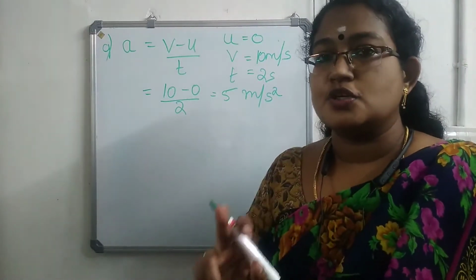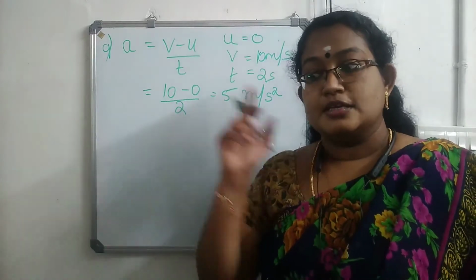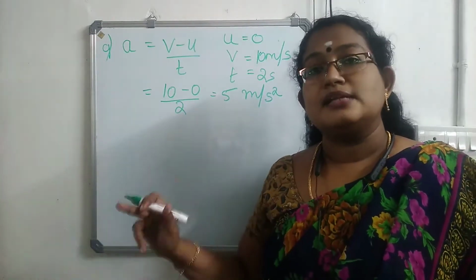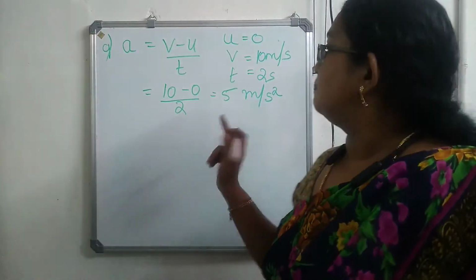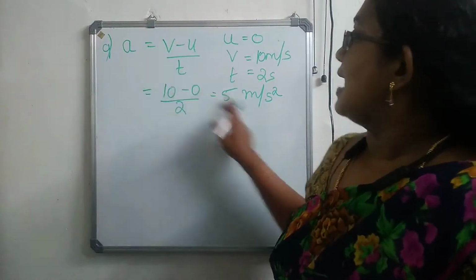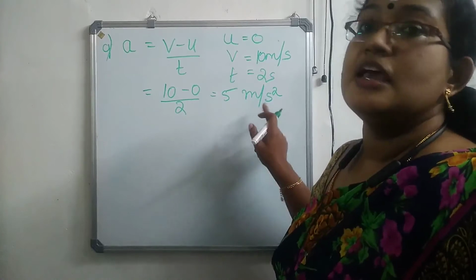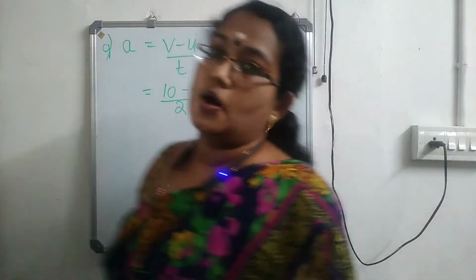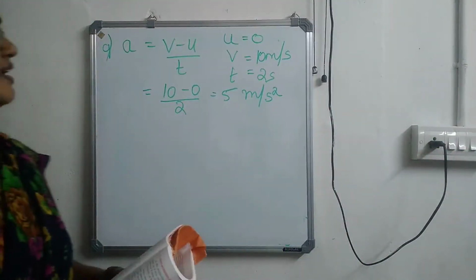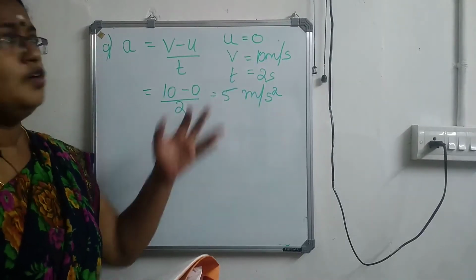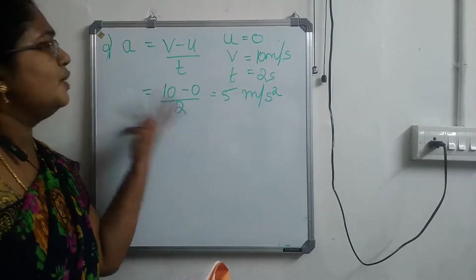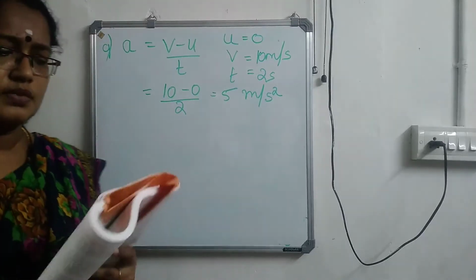If it is distance or displacement, meter. Speed or velocity, meter per second. Acceleration or deceleration, meter per second square. Since it is acceleration, our unit should be 5 meter per second square. So is it clear? It's a direct question. Starting from rest means U equal to 0. V and t were given. Directly you will get the answer.